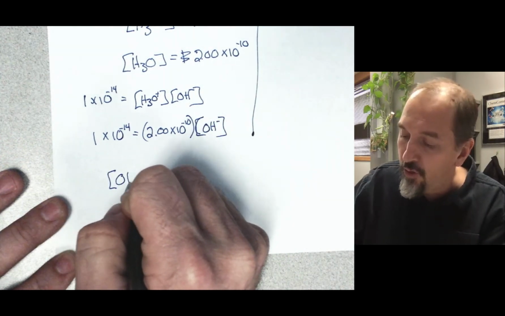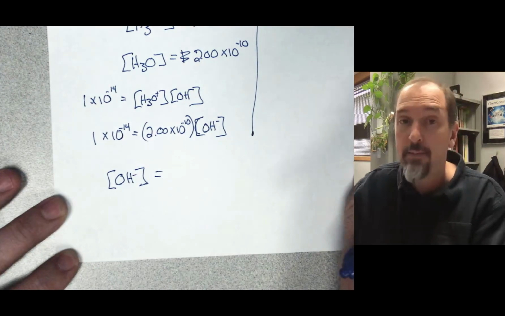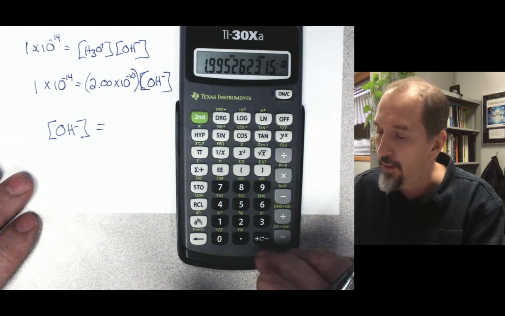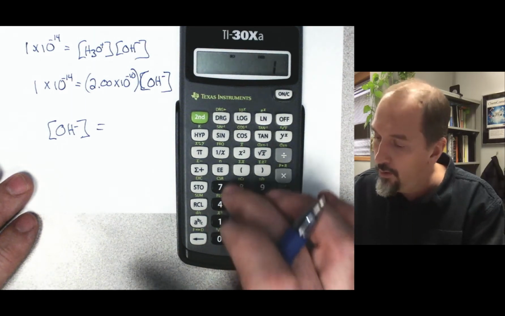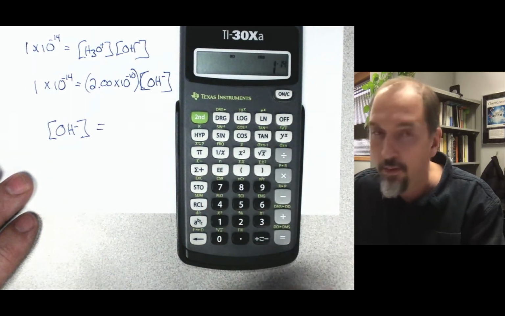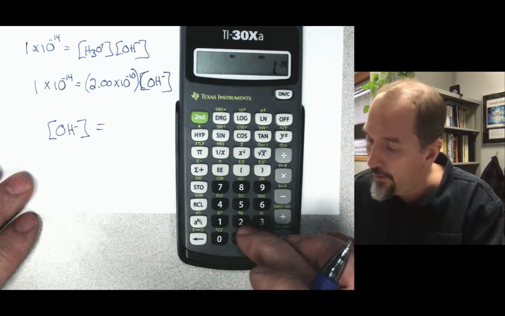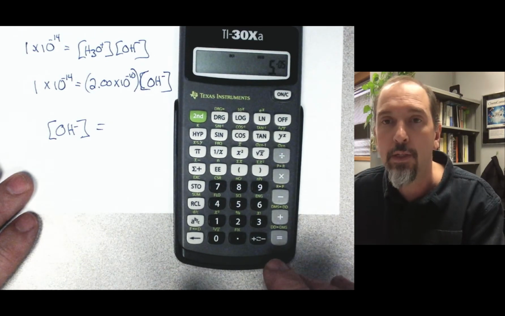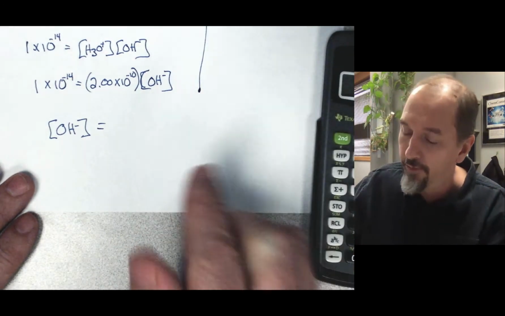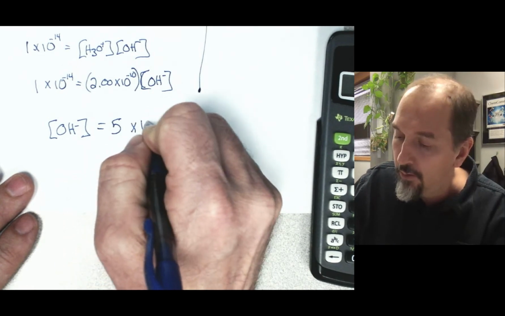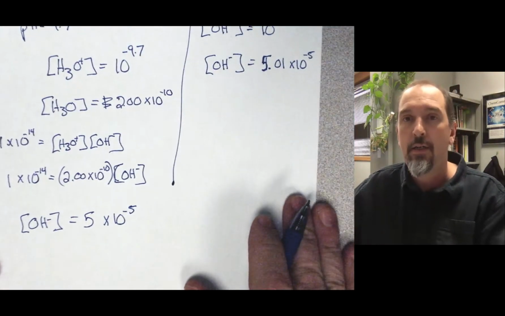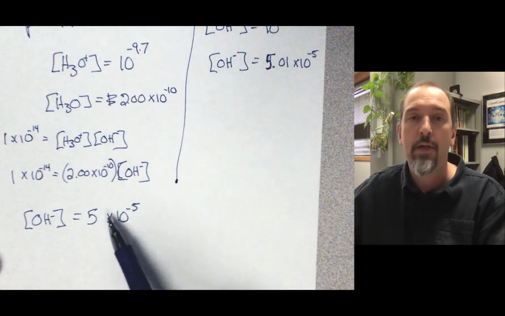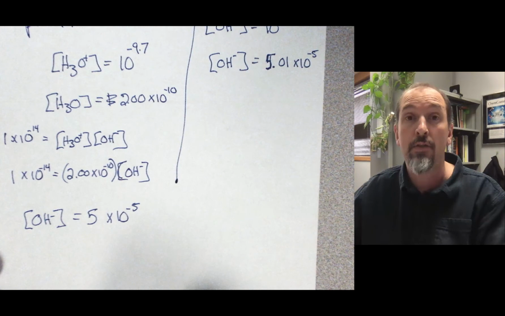And I can solve for my hydroxide ion concentration by dividing both sides by 2.00 times 10 to the minus 10th. So I'm going to start with 1 times 10 to the negative 14th, divided by 2 times 10 to the negative 10th. And we get 5 times 10 to the negative 5th. And you can see here that we got the same answer either way that we worked it. One way is not better than the other way, it's just whichever way makes most sense to you.